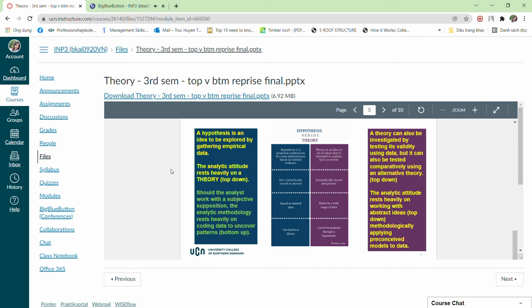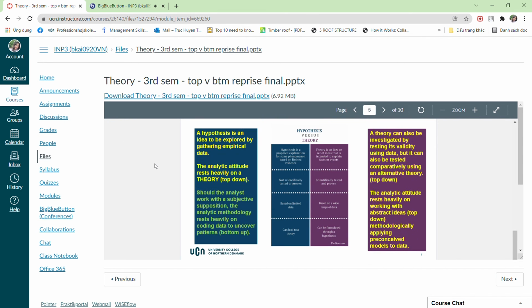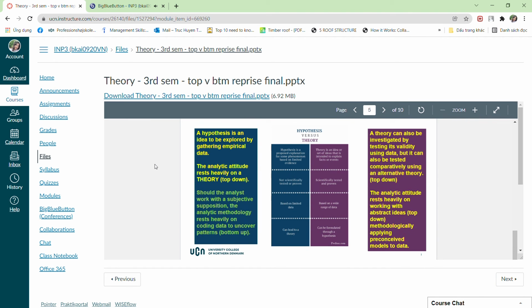So if we work our way down here, a subjective supposition. Now, a subjective supposition is an idea that you have, but it doesn't really come from a theory. It's just an idea that you have. You don't really have a theory to support yourself.